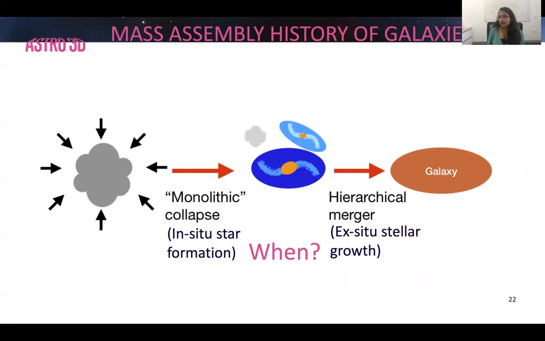And after a while, the growth of stellar mass through hierarchical mergers kind of dominates. Basically, the galaxies merge with other galaxies, and that's how their stellar mass increases. But we still don't know when this transition happens. We still don't know when galaxies transition from this in situ stellar mass growth to an ex situ stellar mass growth.